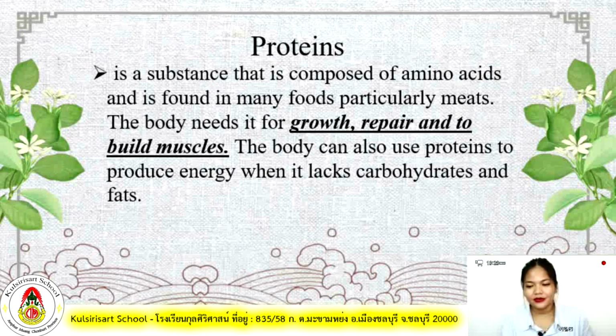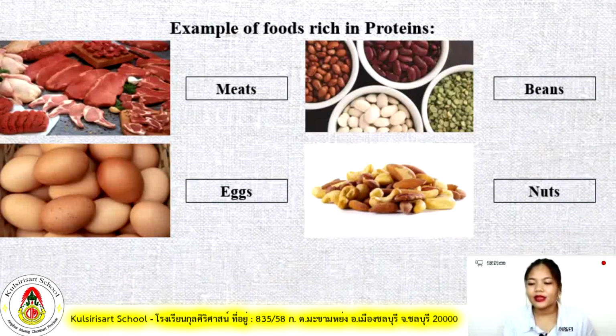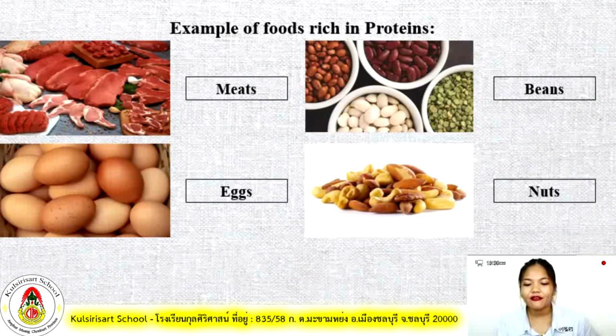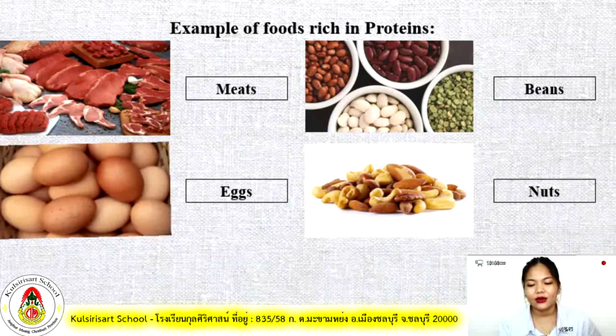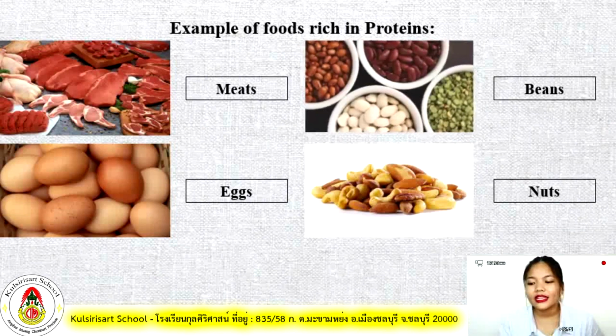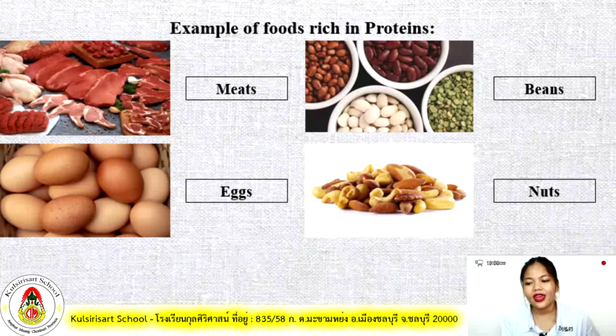I have here with me examples of foods rich in protein. We have meats. Any type of meat is very rich in protein. The next one is eggs. An egg is also a food that is rich in protein. The next one is beans. Any type of beans are very rich in protein. And the next one is nuts.